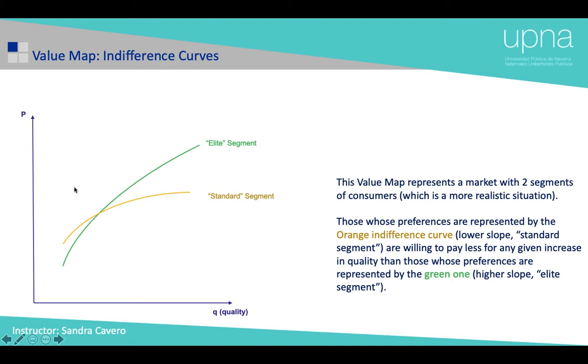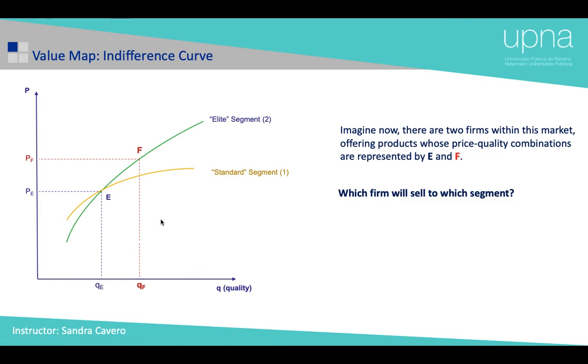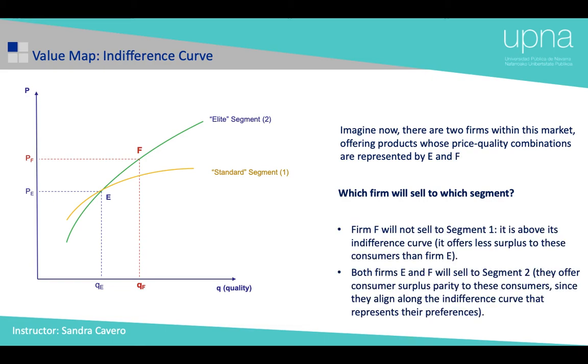Those consumers whose preferences are represented by this orange indifference curve, the lower slope, which we call the standard segment here, are willing to pay less for any given increase in quality than those whose preferences are represented by the green one, the higher slope. We may call them the elite segment. Imagine now within the same value map that there are two firms within this market offering products whose price-quality combinations are represented by points E and F. Which firm will sell to which segment?